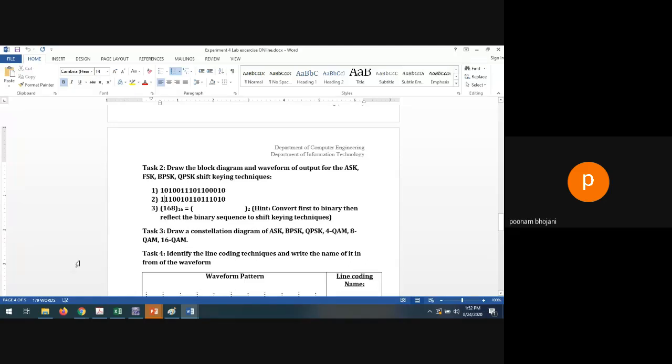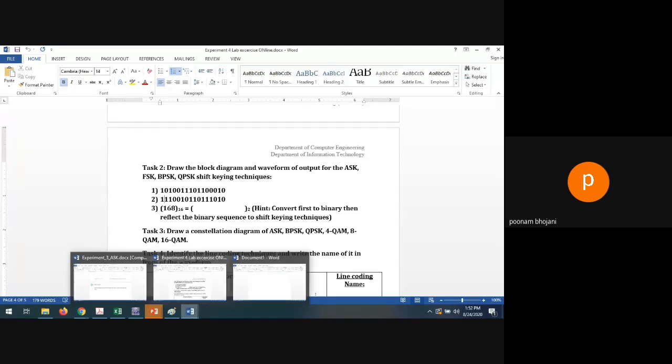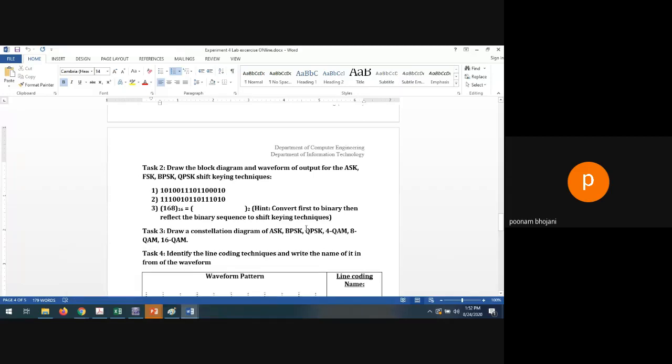So all the constellation diagrams are given in the PPT. You can search for them on the internet also. Right? On the internet also the constellation diagrams are given. But kindly understand what a constellation diagram is and how to draw it. And in the fourth task, so third is easy, right? You have to draw the diagram only.